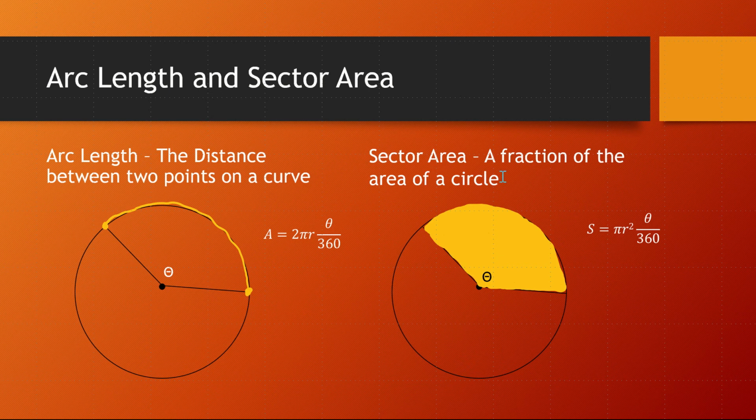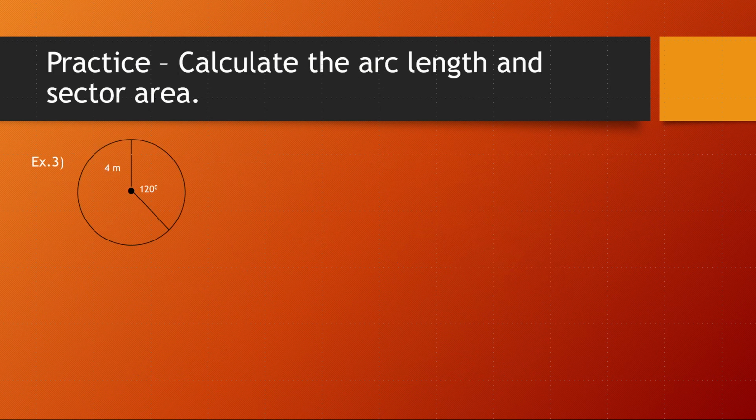And then sector area is just a fraction of the area of a circle. So it's basically like this piece of the pie right here. And in order to find the sector area, that's going to be pi r squared times theta over 360. So I'd highly recommend that you write this in your notes so you know how to find arc length and sector area. Okay, let's move on to our example 3.